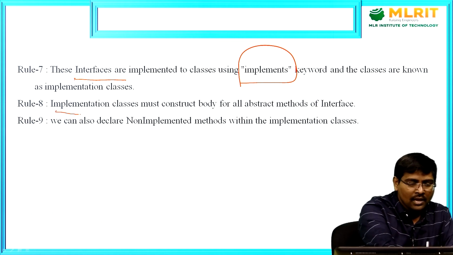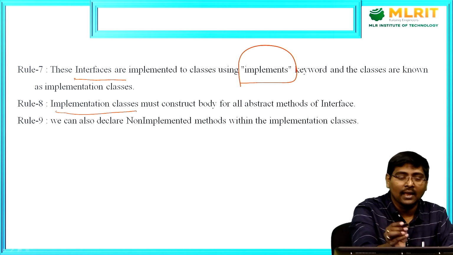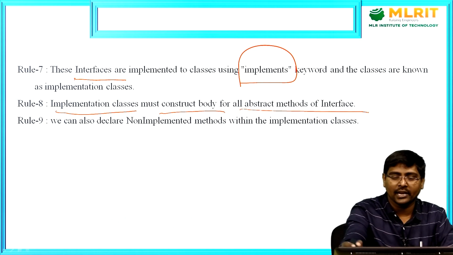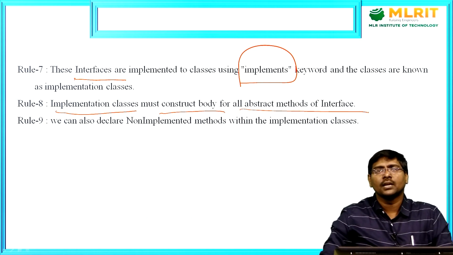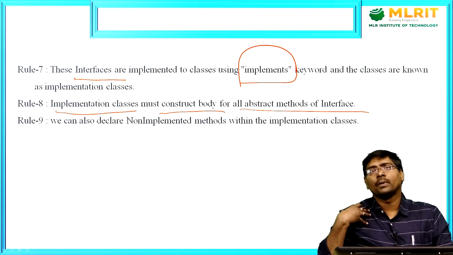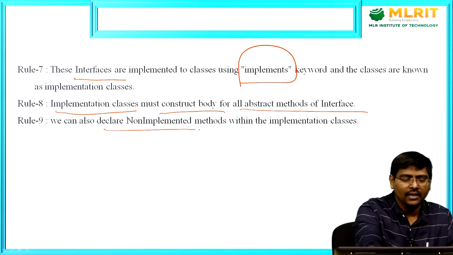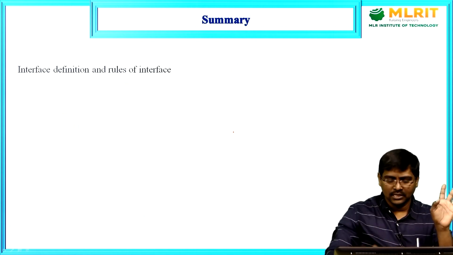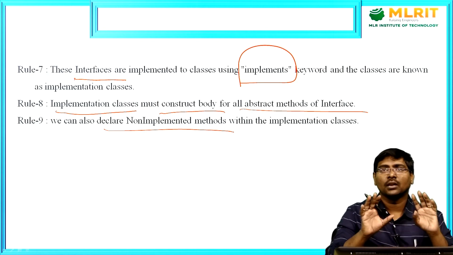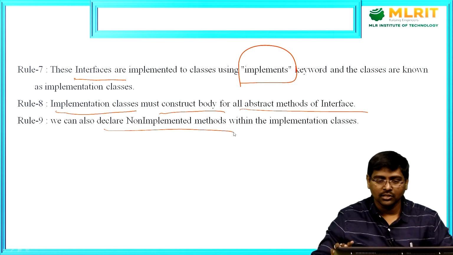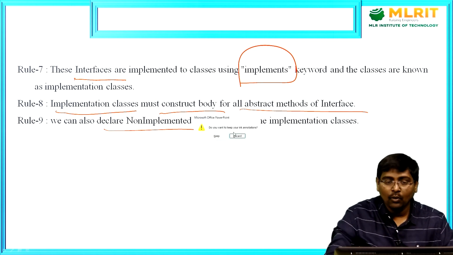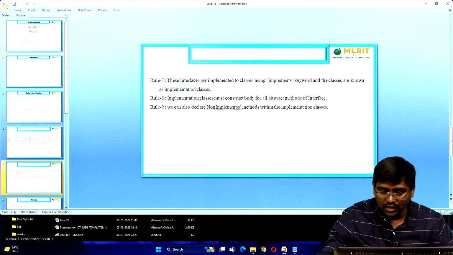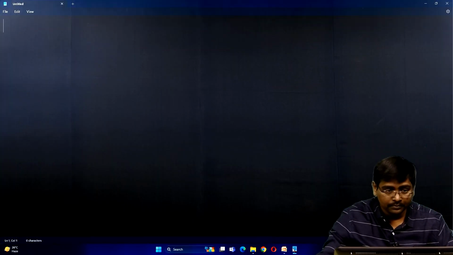See this one. The implementation class must construct the body for all the abstract methods of the interface. Along with that, we can write our own methods also. So, we can declare my own methods within the class. So these are some of the rules. Now, based on these rules, I will create one interface and I will show you how the execution happens.